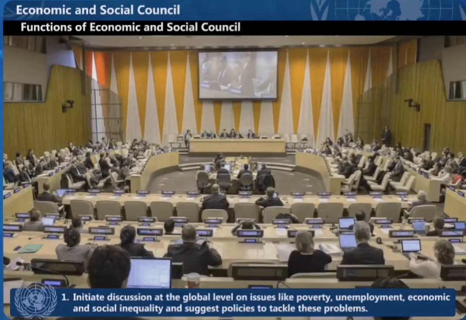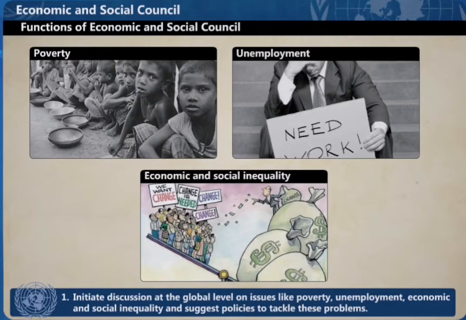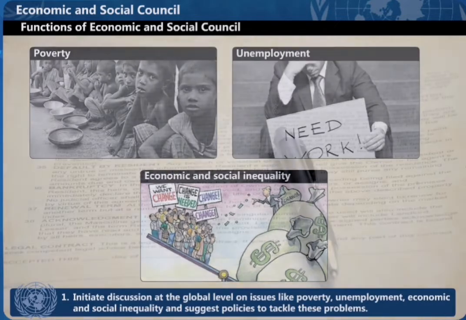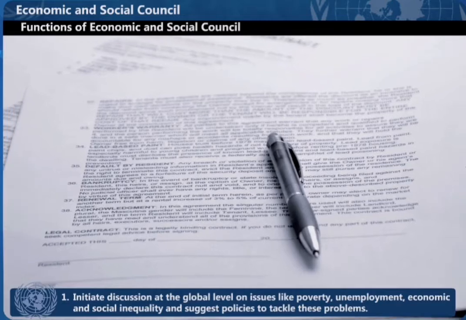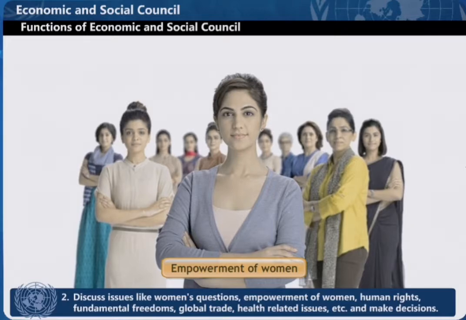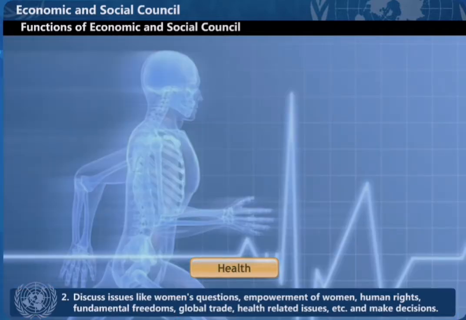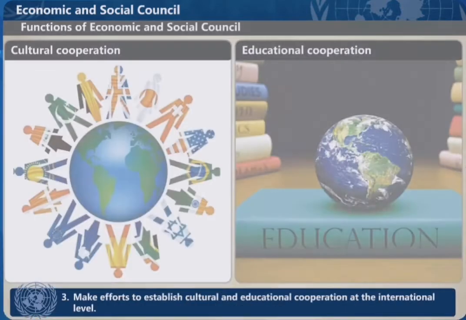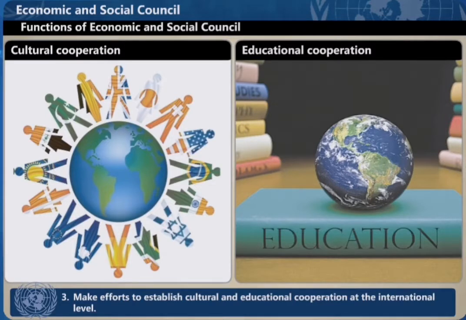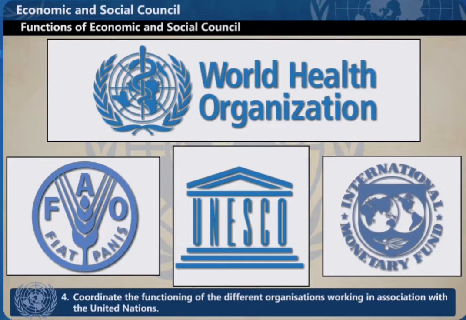Functions. 1. Initiate discussion at the global level on issues like poverty, unemployment, economic and social inequality, and suggest policies to tackle these problems. 2. Discuss issues like women's questions, empowerment of women, human rights, fundamental freedoms, global trade, health-related issues, etc., and make decisions. 3. Make efforts to establish cultural and educational cooperation at the international level. 4. Coordinate the functioning of different organizations working in association with the United Nations.